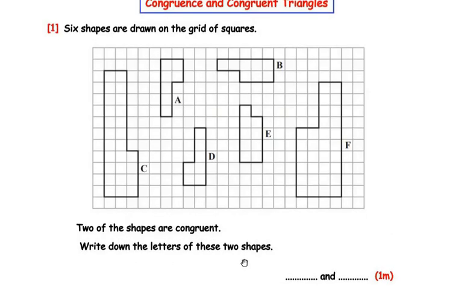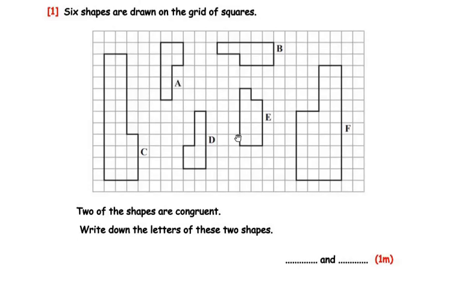Now remember that congruent means the shapes have to be exactly the same in size, same in angles, same in dimensions, everything should be the same. So here we should find out 2 shapes out of the given 6 shapes which are exactly the same. So here we can see that shape A and shape D are exactly the same. That is, if you rotate shape D, you're going to get shape A. So the shapes here are A and D.